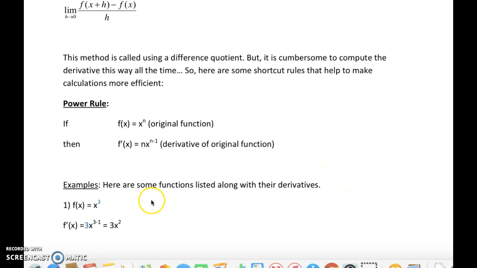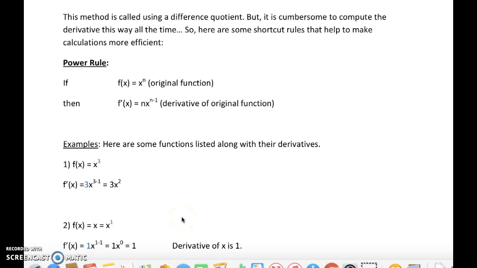So if I have a function f of x is equal to x cubed, and I want to take the derivative, I take this 3 that's in the exponent, pull it to the front, and then we're going to subtract 1 from the exponent. So in this case, the derivative of x cubed is going to be 3x squared.